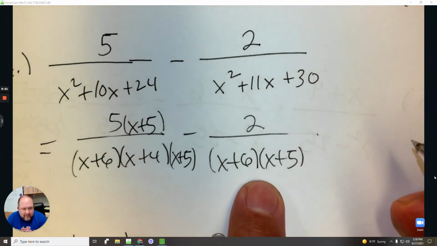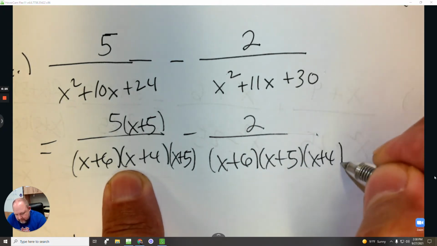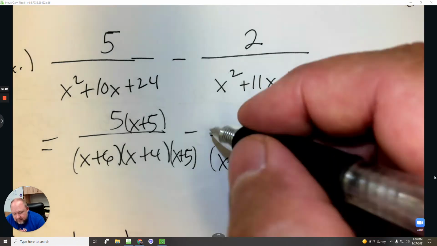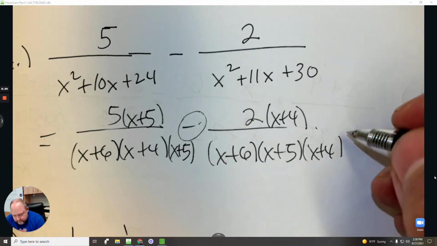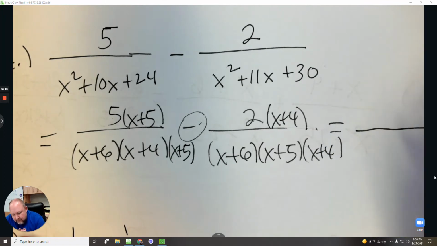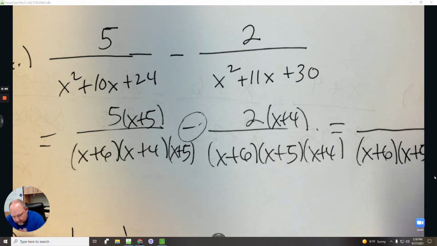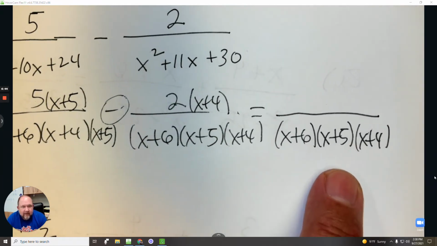The second denominator needs an x plus 4, top and bottom. Now I'm going to distribute, and be careful about that negative. That negative makes that a negative 2. So now we have one fraction, one denominator. So we take that common denominator and write it over again.